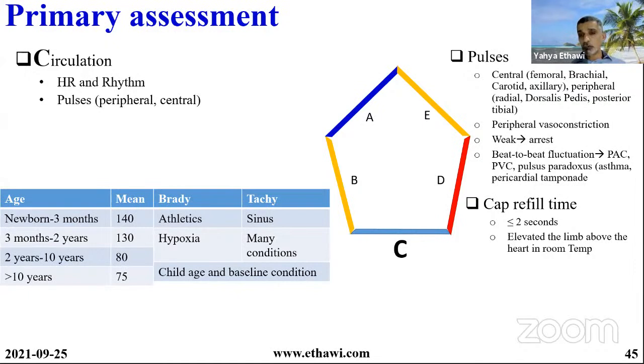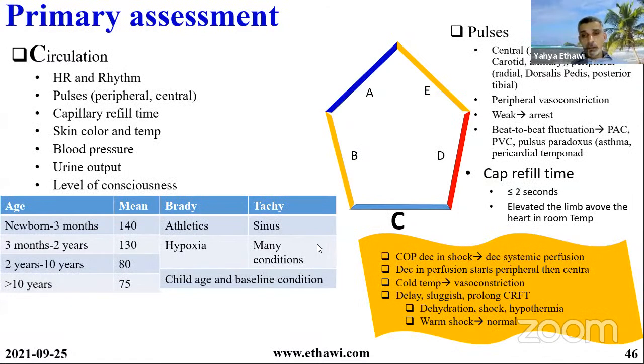What you can do is elevate the limb above the level of the heart in a room temperature, and then assess the capillary refill time. From these, you have to think about the cardiac output. It usually decreases in shock, and it leads to low systemic perfusion.